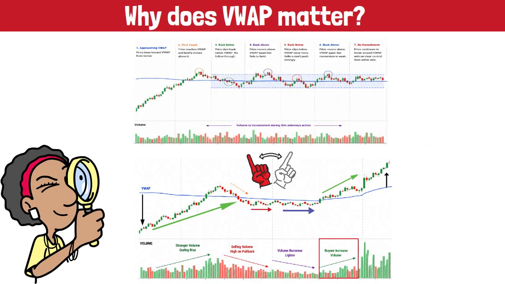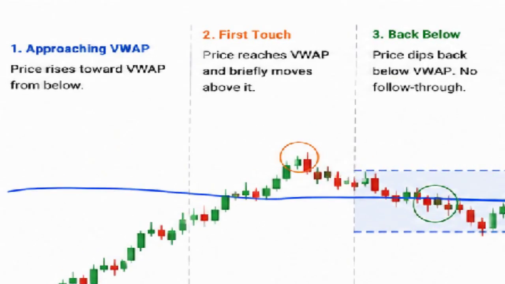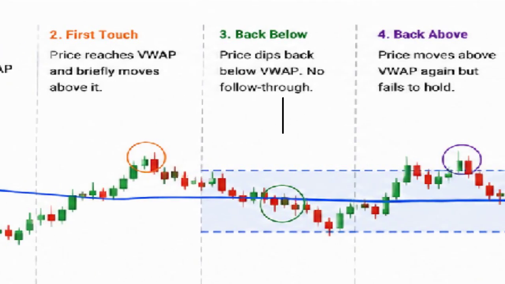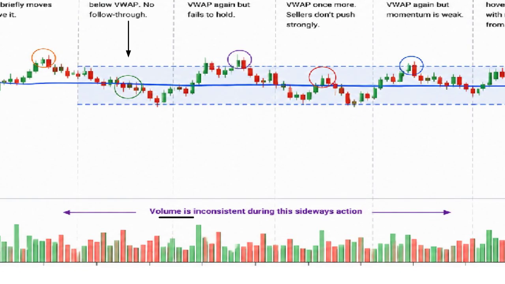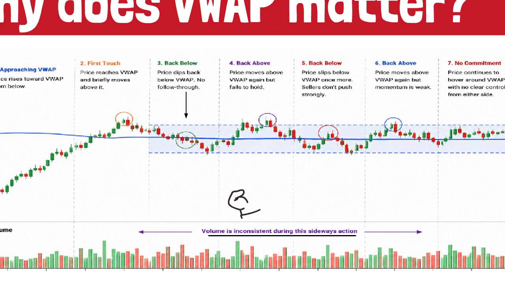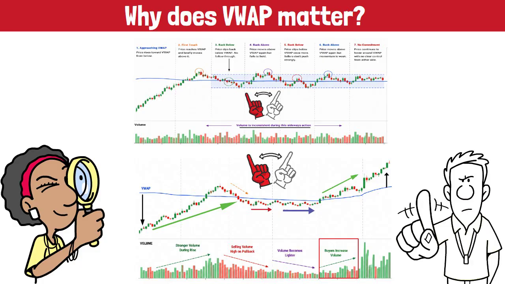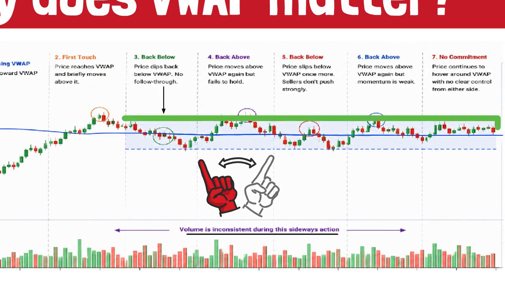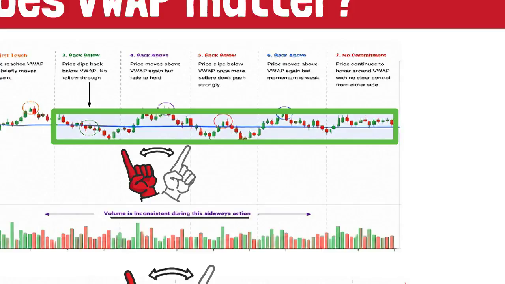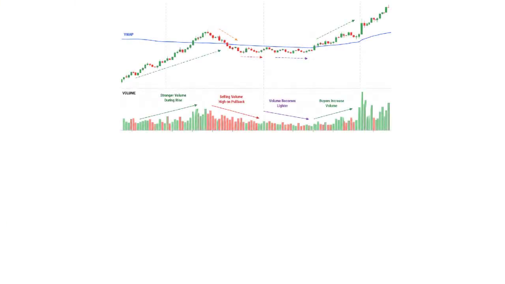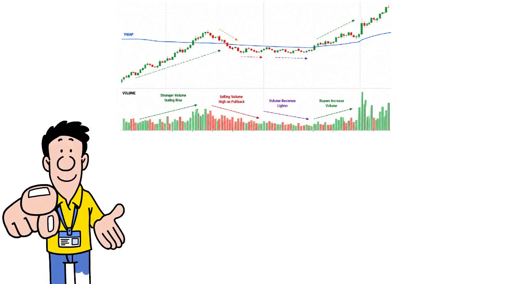Now compare that with another chart. Price reaches VWAP again, but this time candles alternate between moving above and below the line a few times. Volume may remain inconsistent. Neither buyers nor sellers commit or stay in control for very long. The market hasn't made a move yet, and VWAP is still doing exactly what it does. It's showing you where today's trading activity is centered. The market simply has not yet revealed enough evidence to help you make a decision. And sometimes waiting is exactly what the market is telling you to do.